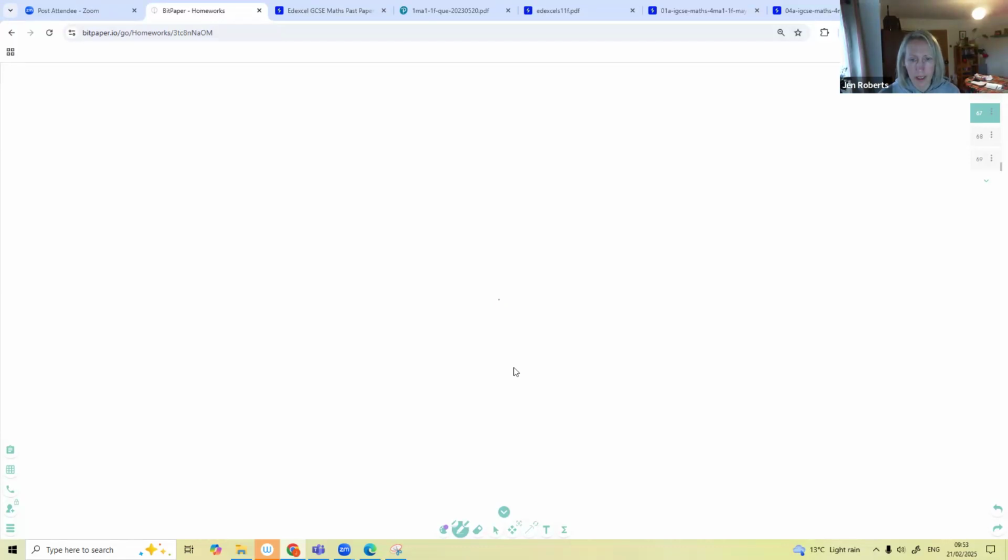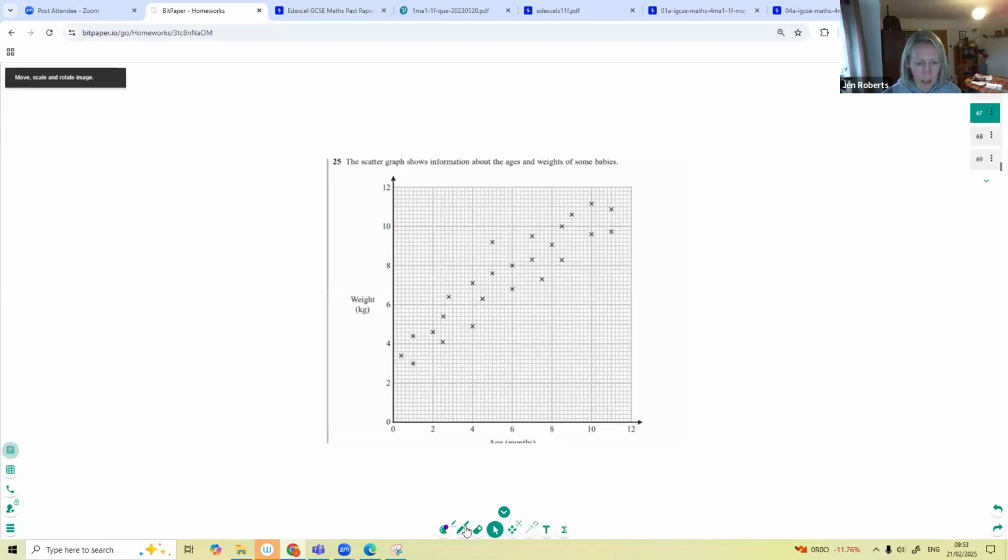The line of best fit has to follow the general direction of all your crosses, but you've got to have approximately the right number of crosses either side. So I'm going to draw it. It doesn't need to go through the origin. I'm going to draw it there, I think. Yeah, that looks about right.